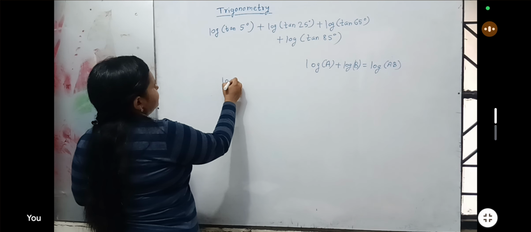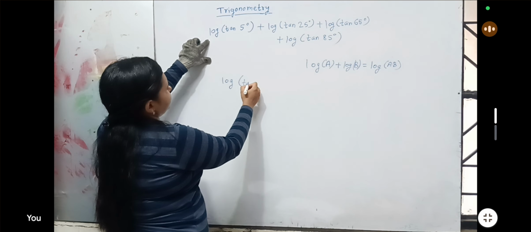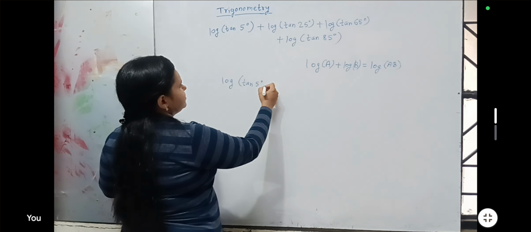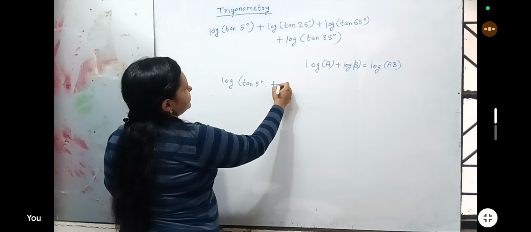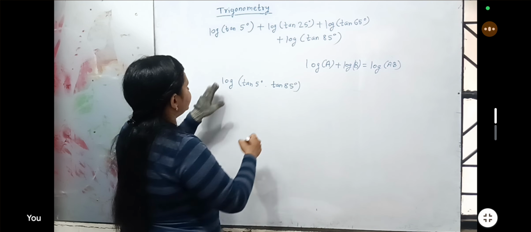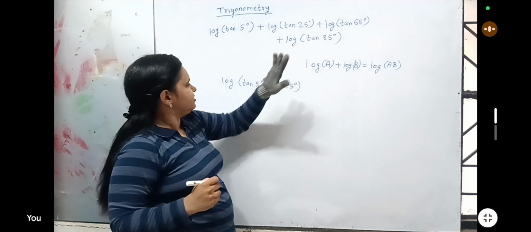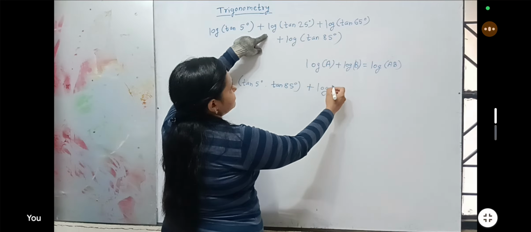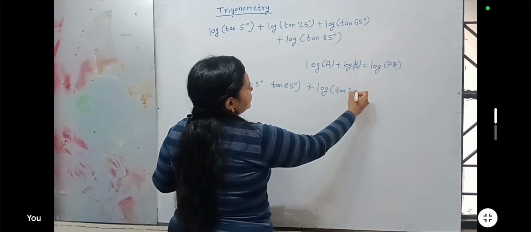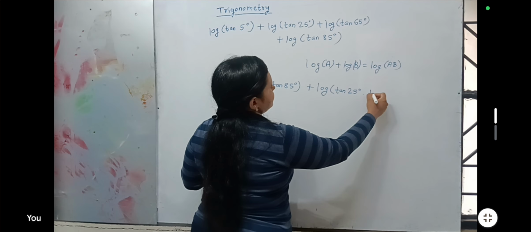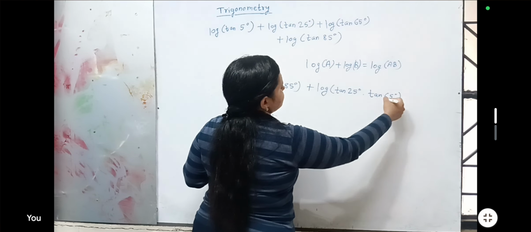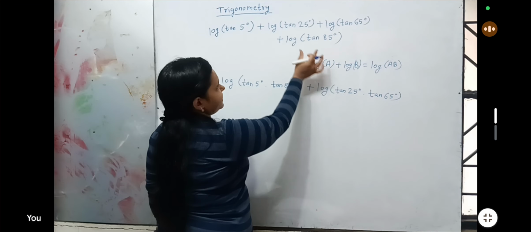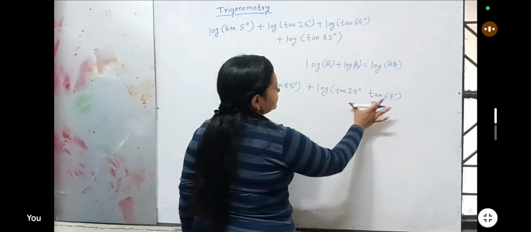So we will combine tan 5 degree and tan 85 degree. We take this as log A and this as log B, and it is log AB, plus log of tan 25 degree and tan 65 degree. We have taken this as log A and this as log B, so this is log AB.